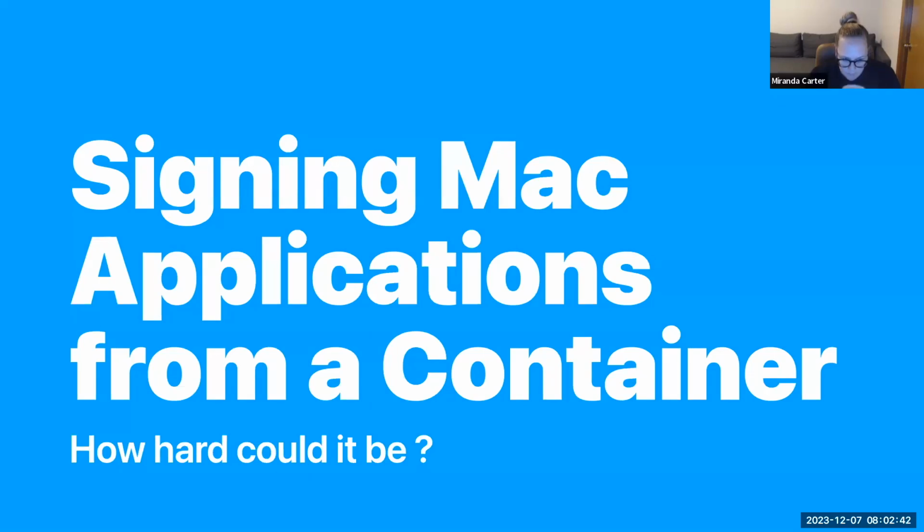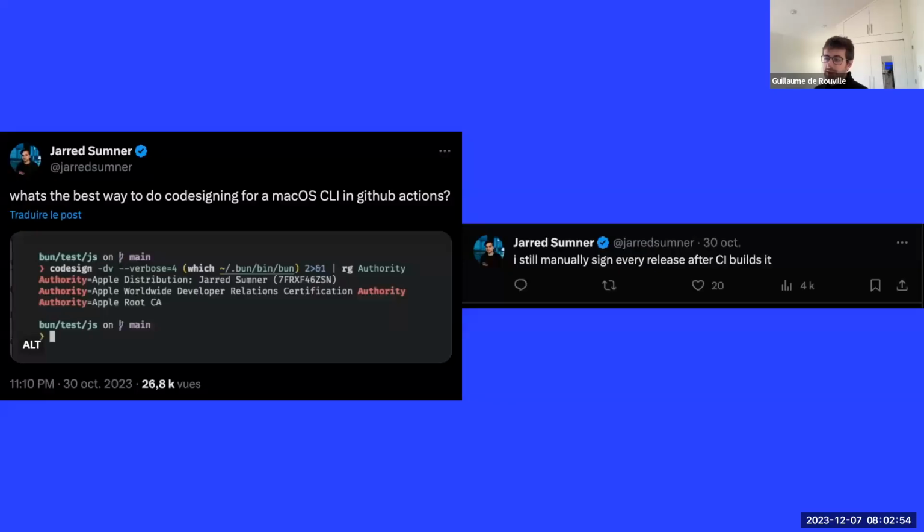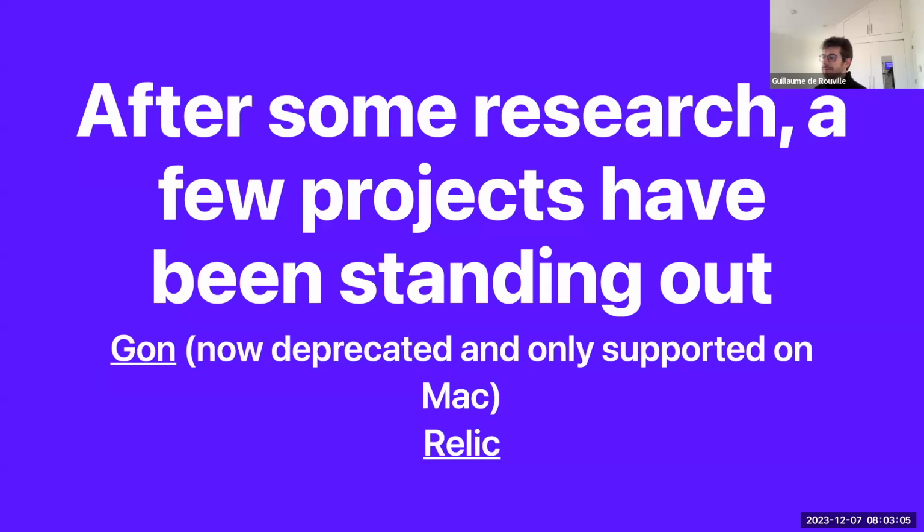Hello everyone. So the genesis of this demo is a tweet from a pretty famous person, Jarred Sumner. He's been the creator of Bun, and he has been in the spotlight recently with the tool's rapid adoption. I came across these recent tweets in which he states that he manually codesigns every release. And after some research, I thought this would be a nice use case for Dagger.